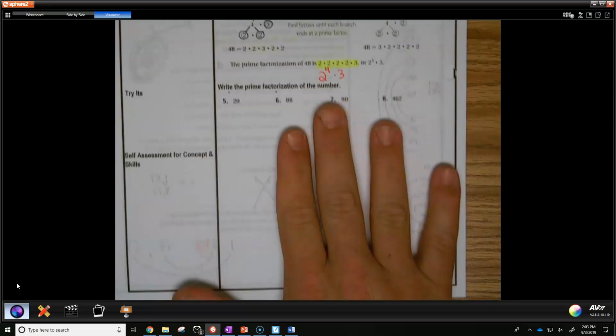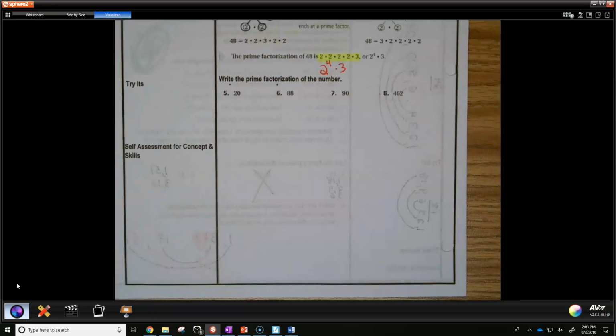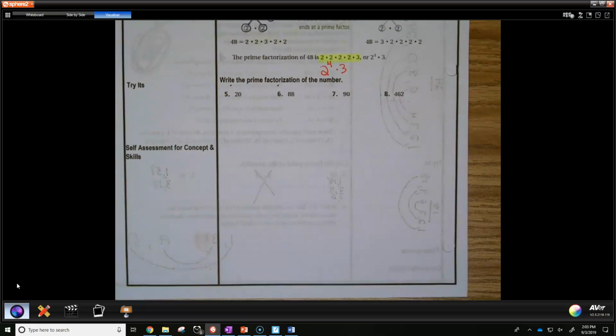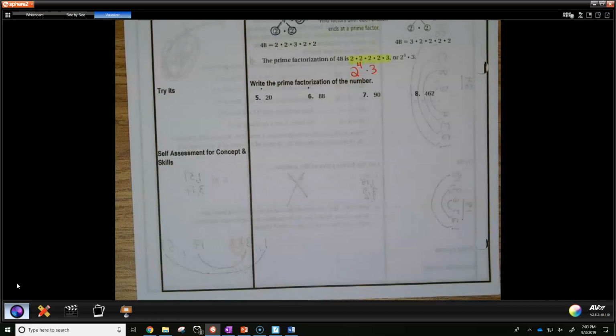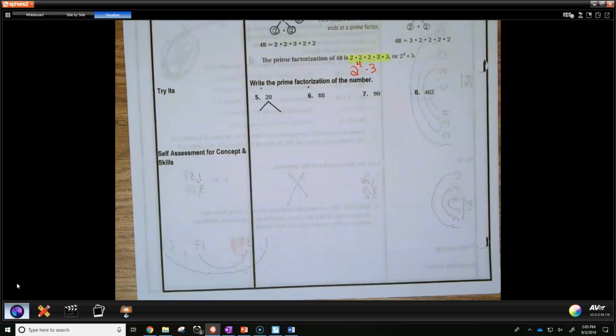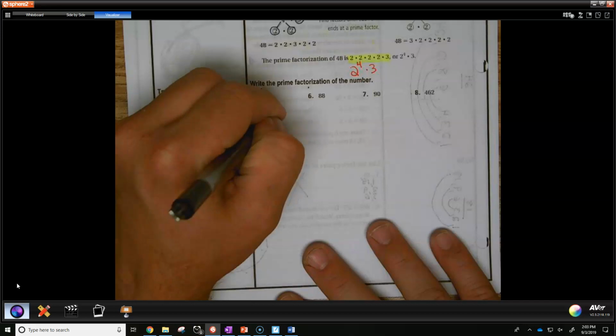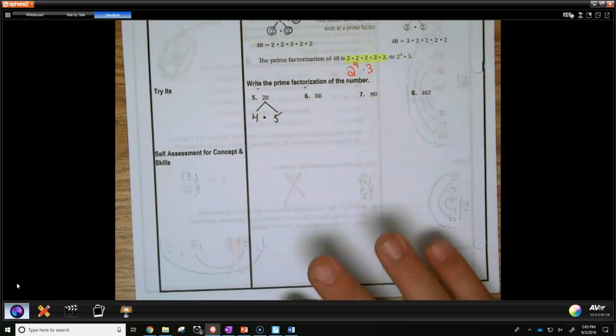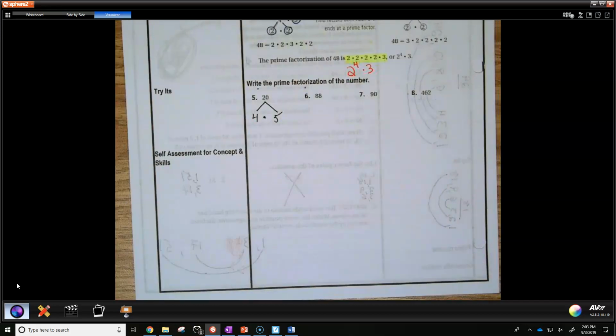All right, let's try this. I'm going to do one of these with you, and then I'm going to pause, and I want you guys to work. Let's do 20. Is 20 prime or composite? Composite. Raise your hand. Who can tell me what is a factor pair for the number 20? Everett? 4 times 5. Sure. Could you guys have done something different? Yes. Absolutely. Is the number 4 prime or composite?